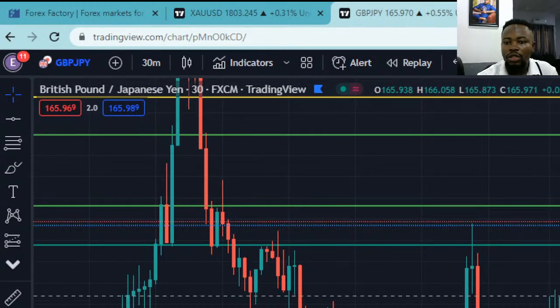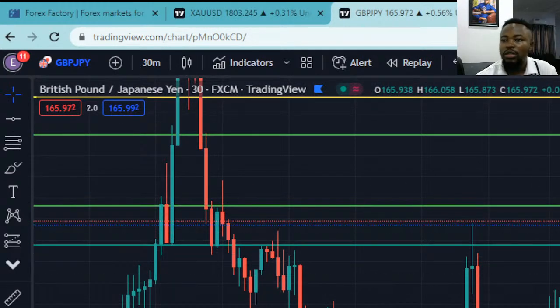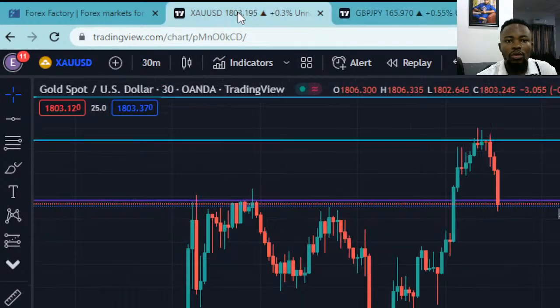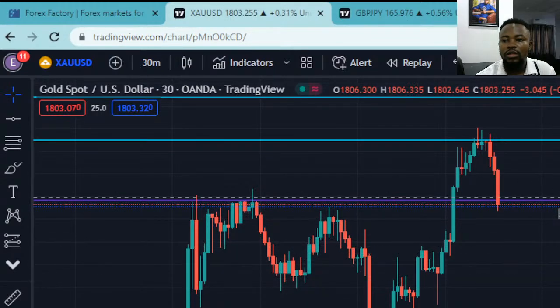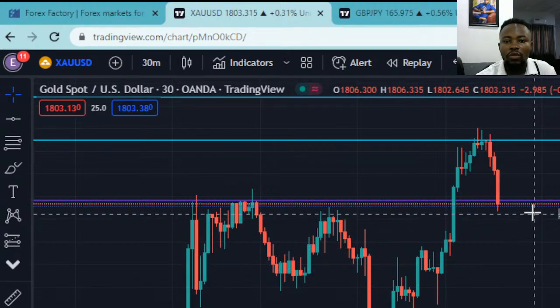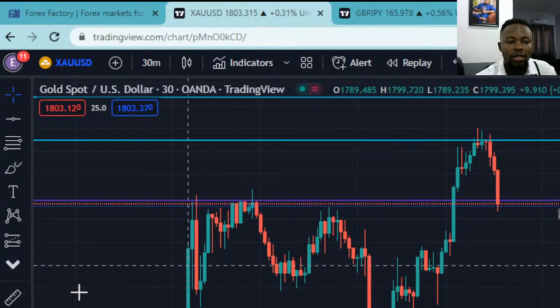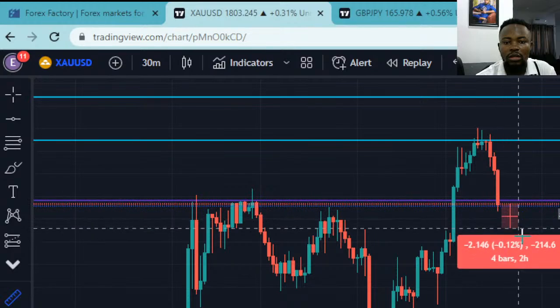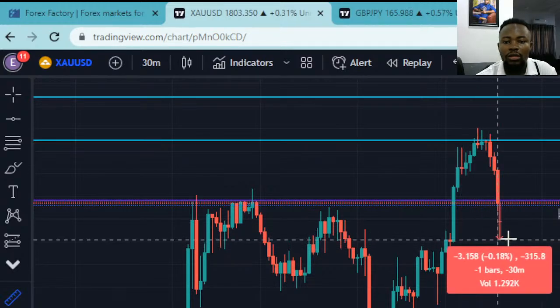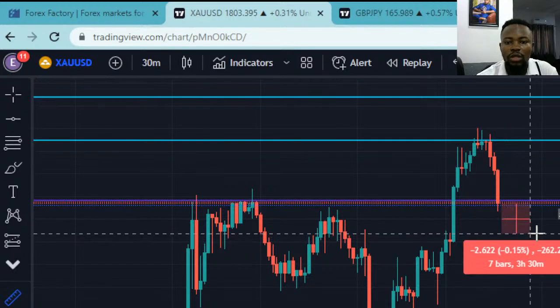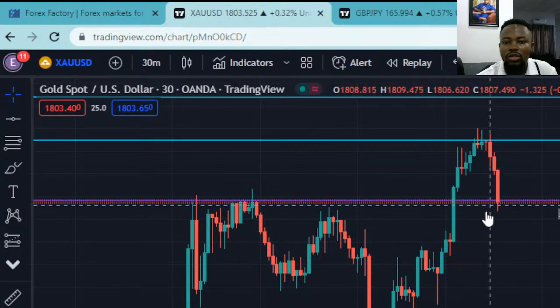So we're waiting for GJ to close above 166.060, and gold also 1803.195, right? If we close below here, we'll think of taking ourselves at least towards 1799.983. This area here is where we're targeting, right? But we need to see how this candle closes.